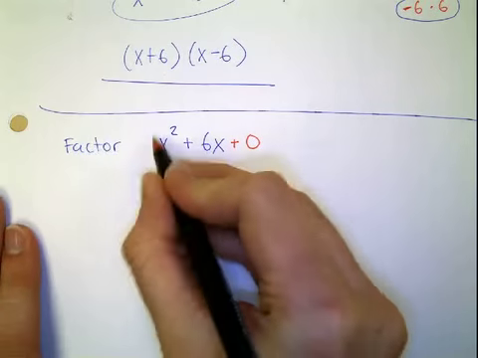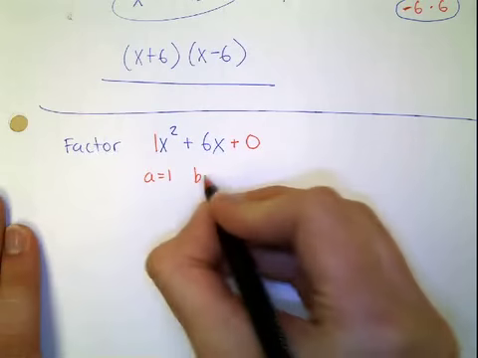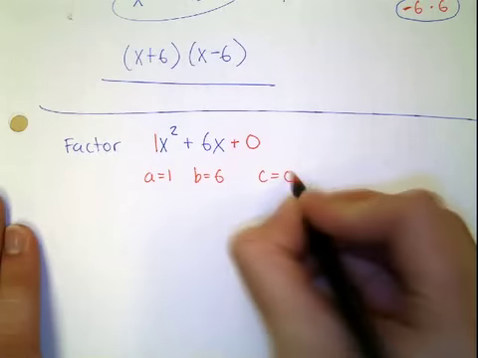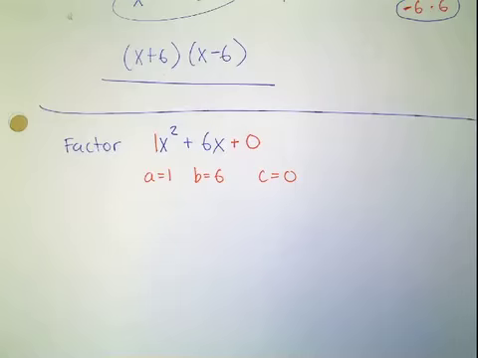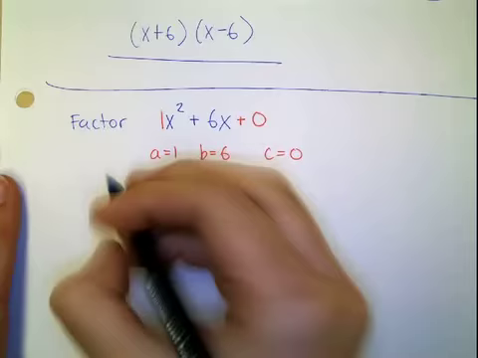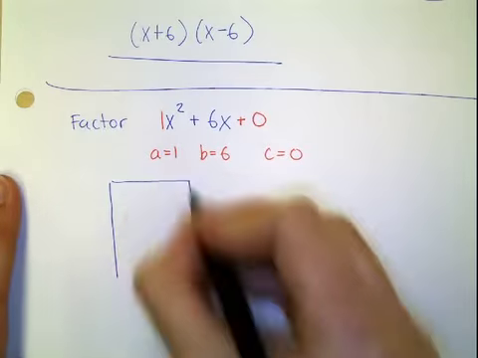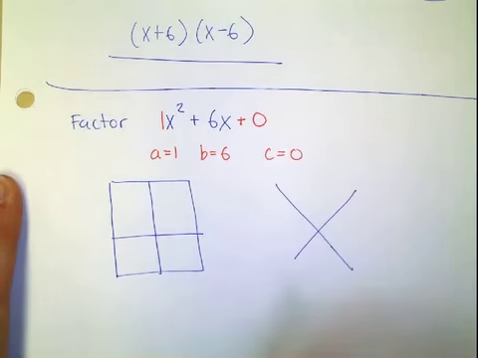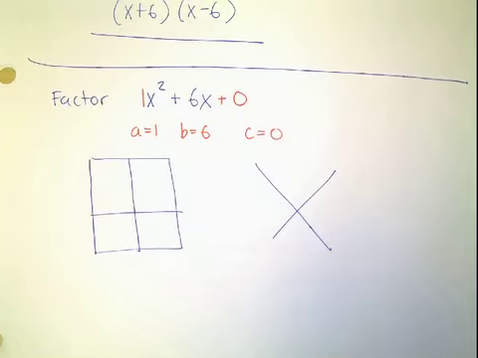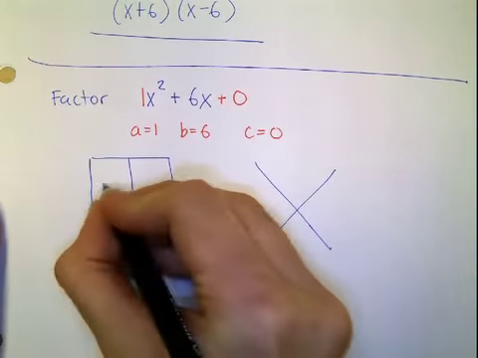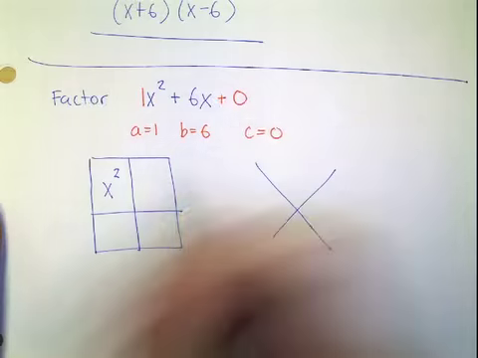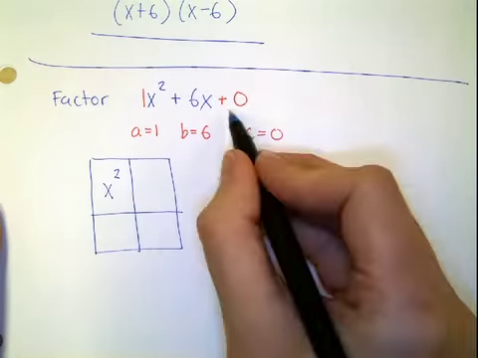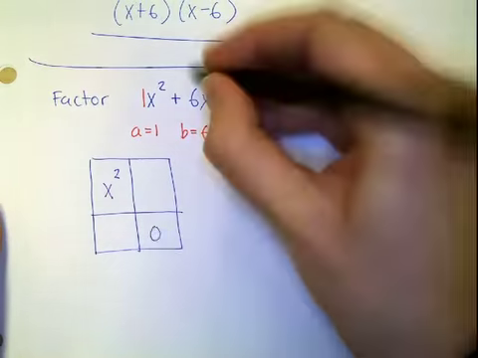We have a equals 1, that's the number right here. b equals 6, and c was 0, it was missing. So we can solve this using rectangle diamond if we want. We can follow that pattern. But watch how it's going to play out. Here's my rectangle and here's my diamond. I'm going to fill the corners in. I'm going to put the 1x squared, or I'll just say x squared, in this corner. The number always goes across from it, so 0 goes across from it.